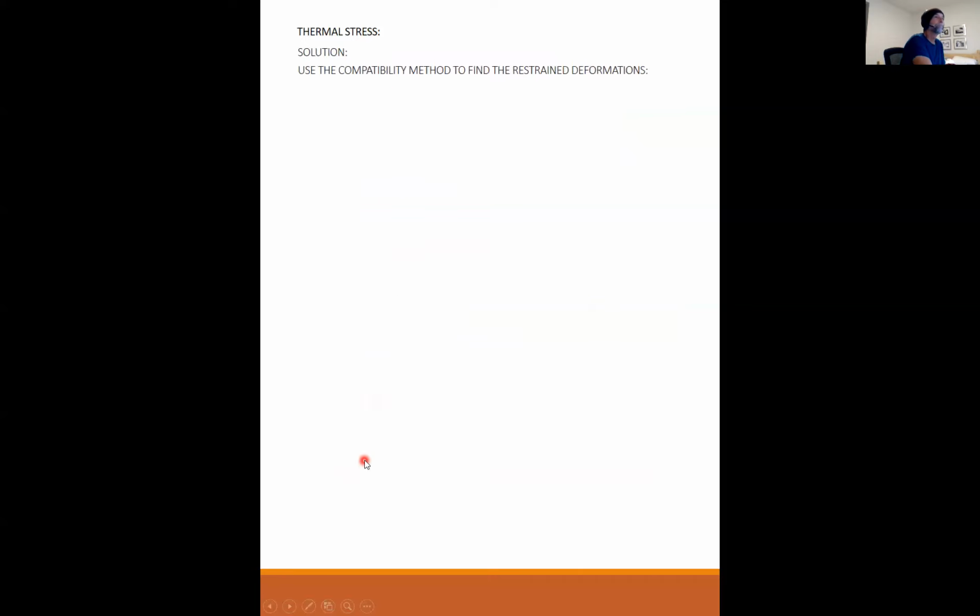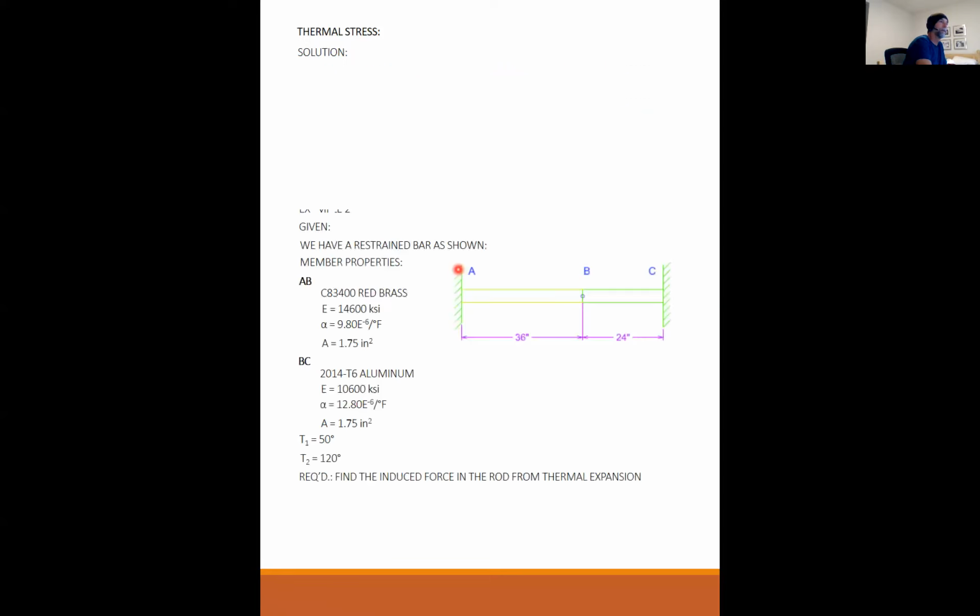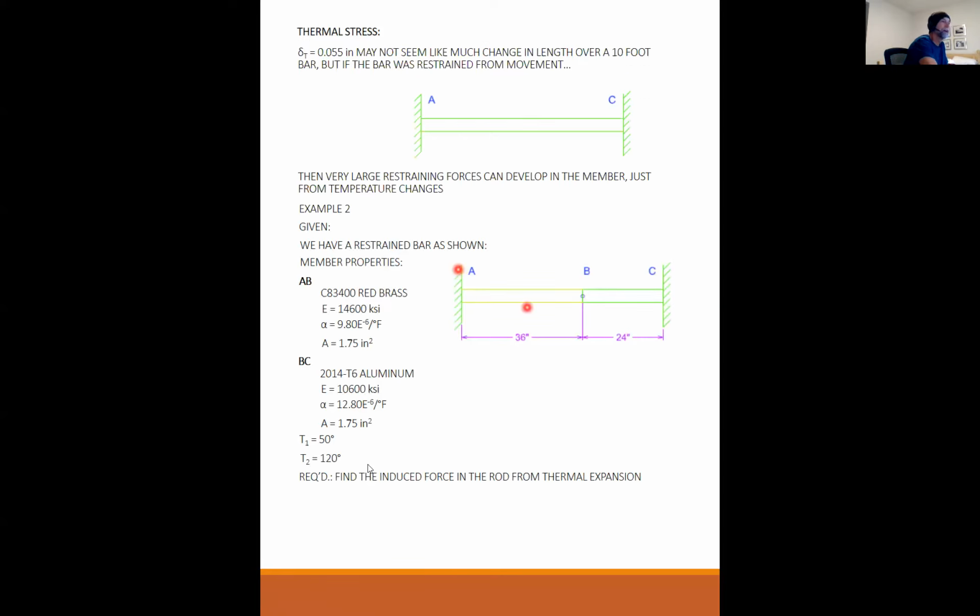Solution. Okay, so as I mentioned a moment ago, we can use the compatibility method or we can use the flexibility method. We're going to use the compatibility method here to find our restrained deformations. We're going to break each member into individual free sticks and find the thermal deformation of each.